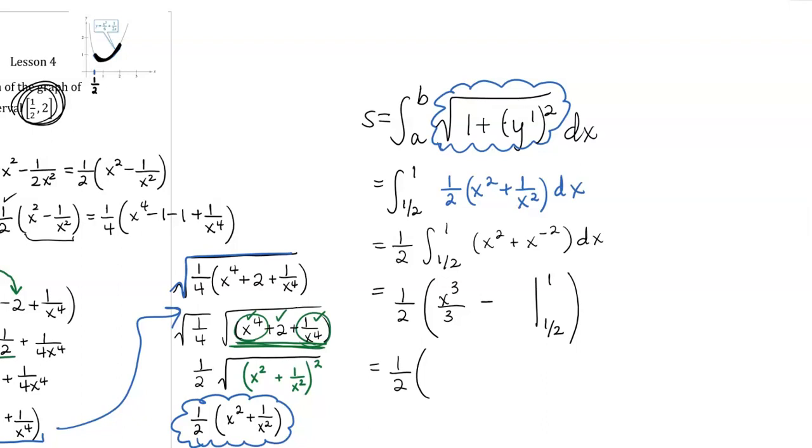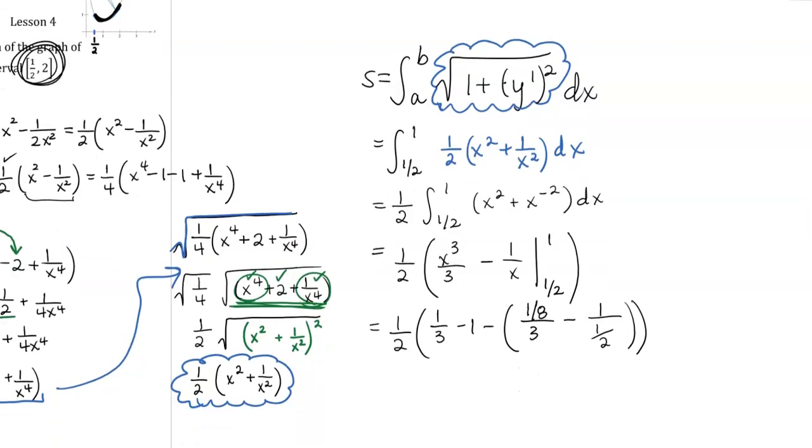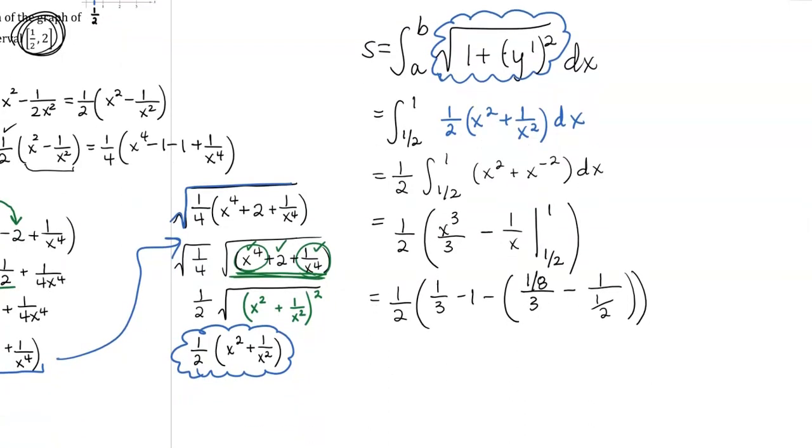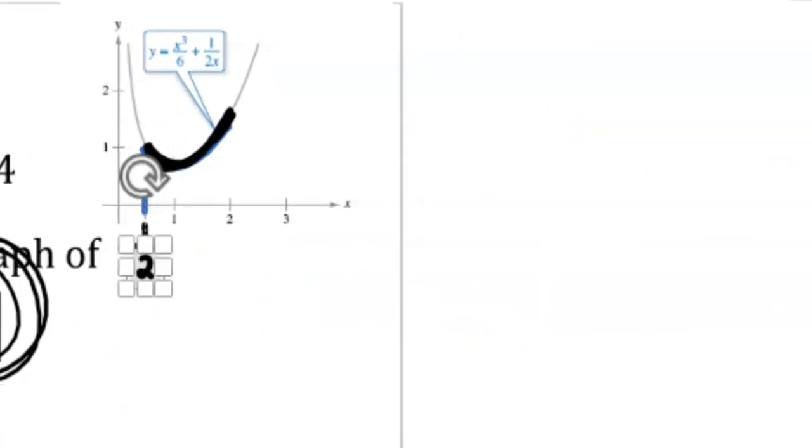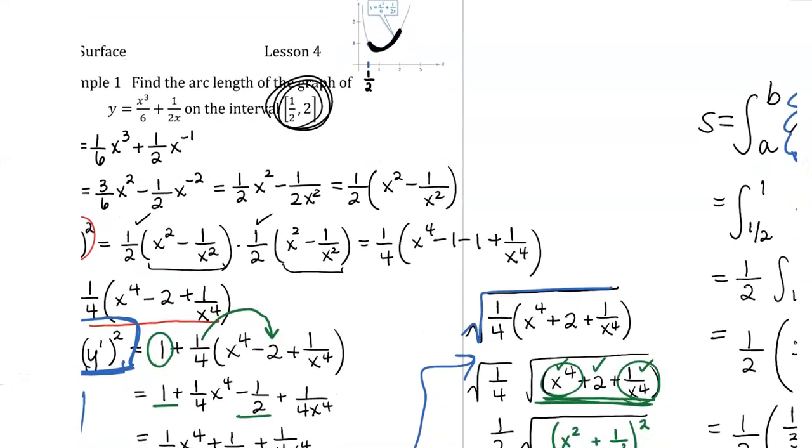And I'll just rewrite this x to the negative 1 as 1 over x. Upper limit of 1 gives me 1/3 minus 1. Subtract, plugging in my lower limit of 1/2. 1/2 cubed is 1/8. That's over 3 minus 1 over 1/2 is 2. I could really just write it like that though. 1 over 1/2. That's 2. And now I'm going to put all of this in my calculator and hit math enter to give me 33 over 16. So that is the length of this piece right here on that graph. It's the length of that piece there.